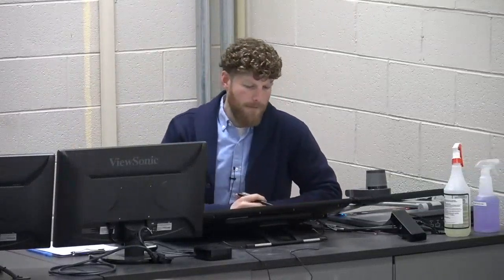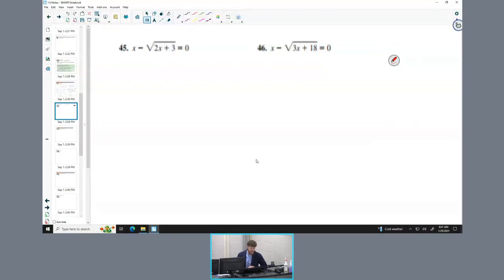All right, so we did one of these the other day, and we're just going to keep going with it. I'll show you again. Step one, getting your radical by itself. Whenever you're solving an equation with a radical, even if there's two radicals, you want to isolate at least one radical. You've got to get it by itself. You isolate and then attack. The ninja way.